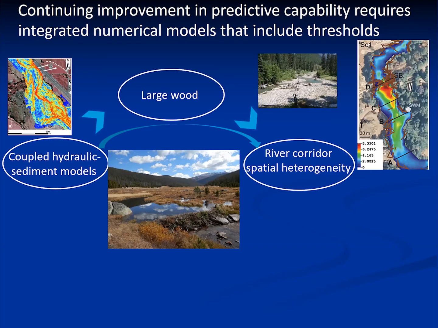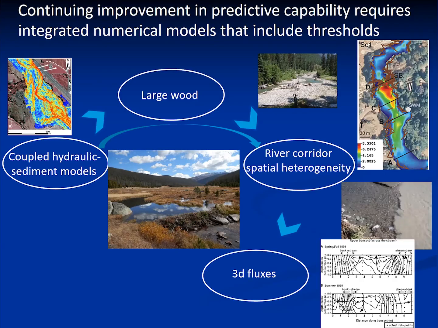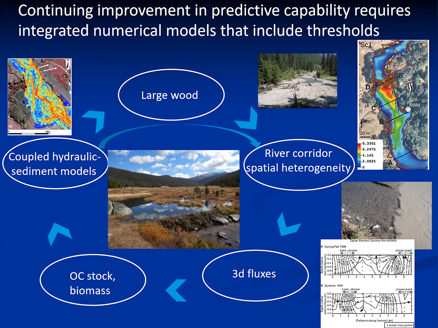those processes in the context of spatial heterogeneity across the river corridor, and how that heterogeneity influences 3D fluxes, and then desirable attributes. I've just put two here, organic carbon stock or biomass, but it could be flood attenuation or contaminant storage or dilution. This last oval, you could put a lot of characteristics in there.